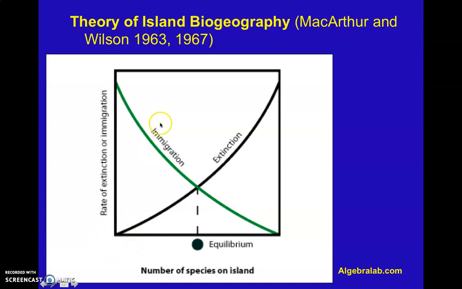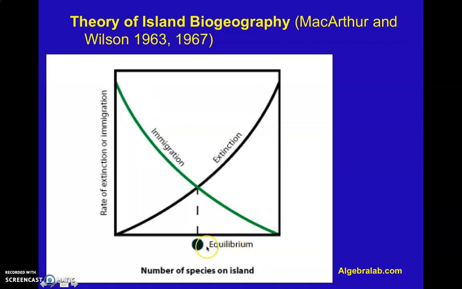Okay. Now we look at these two, the immigration versus the extinction. If we have very few species on the island, the immigration rate, that's to say the number of species coming in per year or per decade or whatever it is, is going to be much higher than the number of species going extinct. And so naturally, that's going to move the number of species up, right? If, on the other hand, we crammed all the species onto that island, the extinction rate is much higher than the immigration rate, and that's going to cause the number of species to go down.